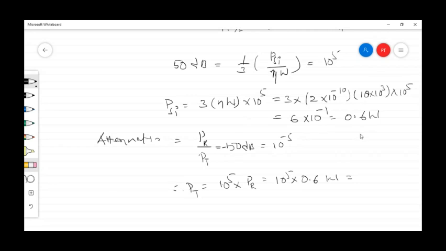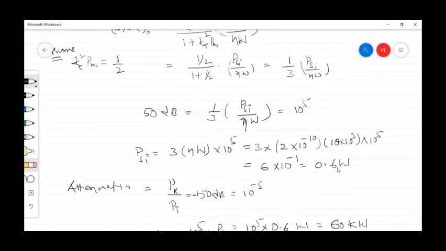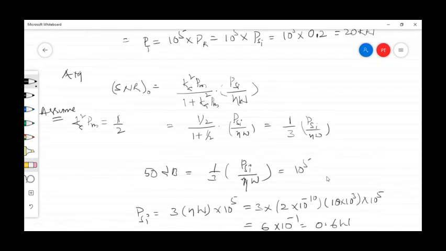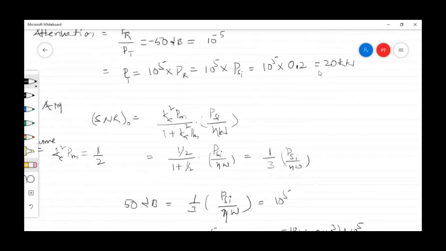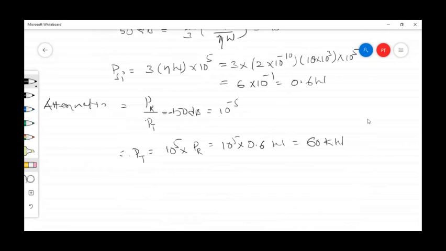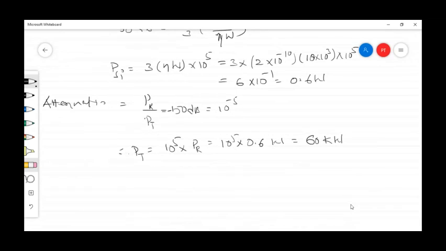How much is this? Simply, if you multiply 0.6 by 10, it becomes 6, and multiplying by 10 again, 100, it is 60 kilowatts. Okay, so we can easily compare this with DSBSC and SSB. In case of DSBSC and SSB, how much is required? You see, only 20 kilowatt is required. Whereas in case of AM, 60 kilowatt power is required.